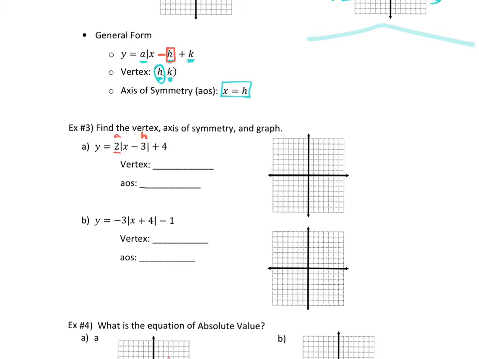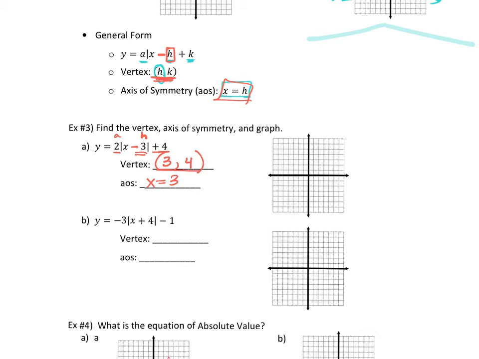So if it's a minus here, my H value of my vertex is just 3, not -3. Again, it's opposite of what it looks like inside. So if it looks like a -3, it's actually a +3. This one is what it looks like, so that's a +4. Then my axis of symmetry is x equals h. Well, h is 3, so x equals 3 is my axis of symmetry.